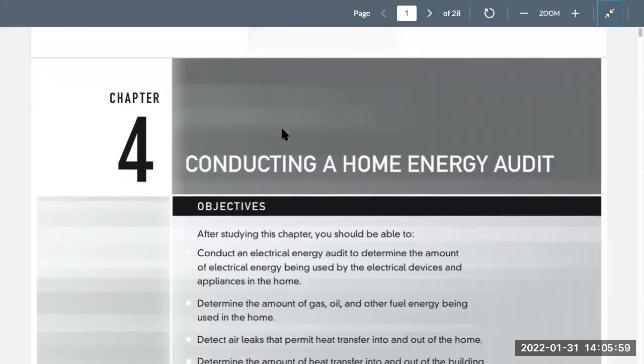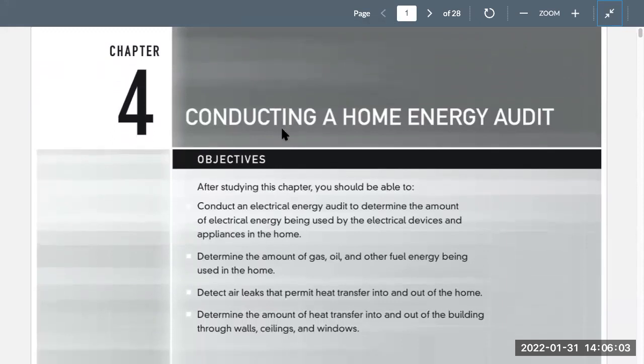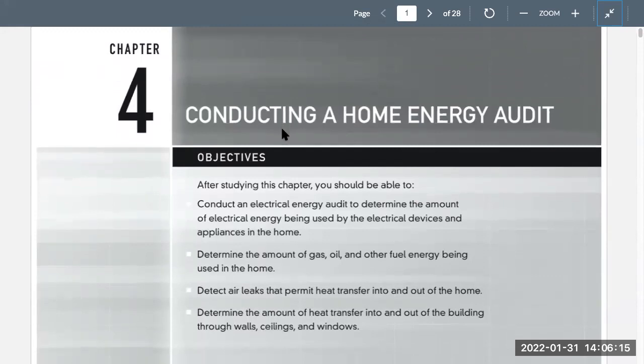Okay, so chapter 4, conducting a home energy audit. So this will go fairly quickly. I'm just going to highlight the areas, not read the whole 28 pages to you, but I'm going to show you where you need to focus and what the chapter is about.